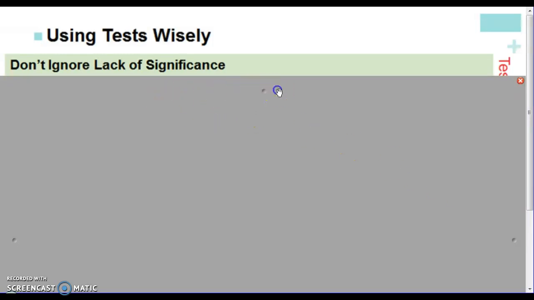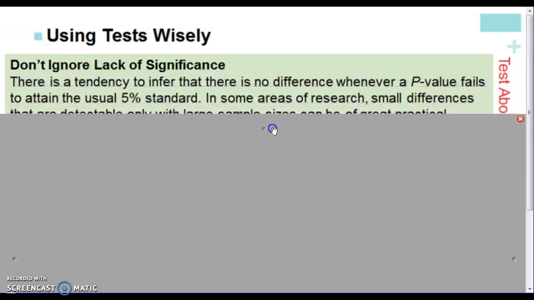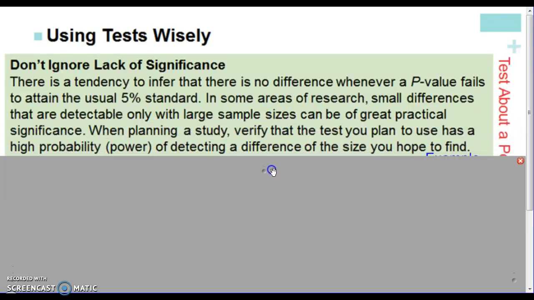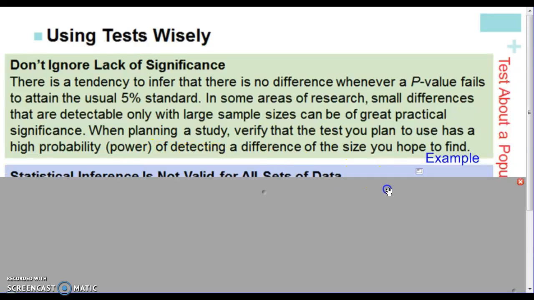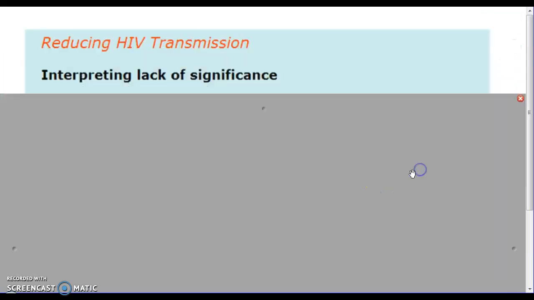Next, don't ignore lack of significance. There's a tendency to infer that there's no difference whenever the p-value fails to attain the usual 5% significance level. Now, in some areas of research, small differences that are detectable only with large sample sizes can be of great practical significance. When planning a study, verify that the test you plan to use has a high probability, or power, of detecting a difference of the size that you hope to find.